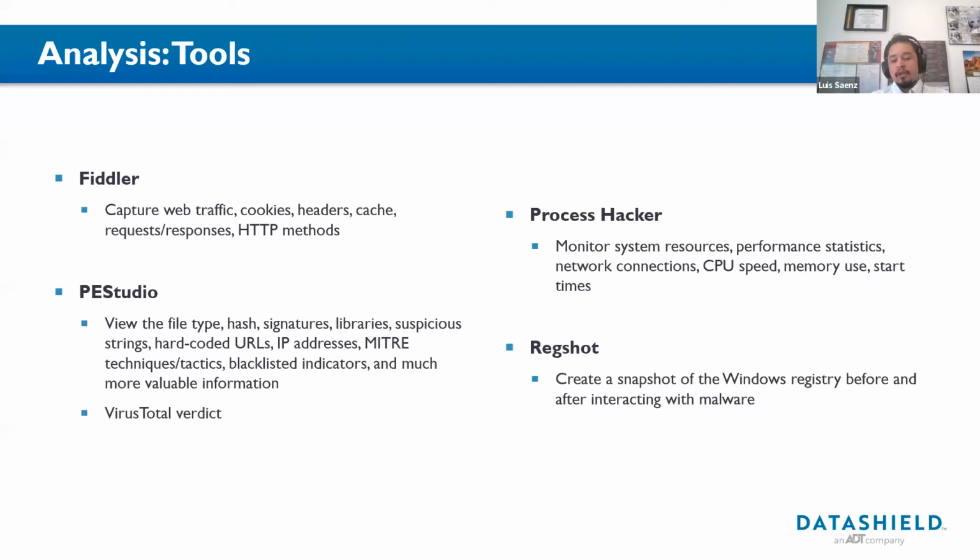We have PE Studio. This is a tool for advanced users, programmers, that allows you to peek inside Windows executable PE files. And PE is just portable executable. These files are commonly seen in Windows operating systems. And PE Studio can handle a bunch of different files, for example, EXEs, DLLs, SCRs, others as well. We have Process Hacker. This will monitor system resources, performance statistics, any network connections, CPU speed, memory use, any start times. And we have Regshot. This will be a snapshot of the Windows registry before and after we interact with malware. So that's obviously pretty handy.